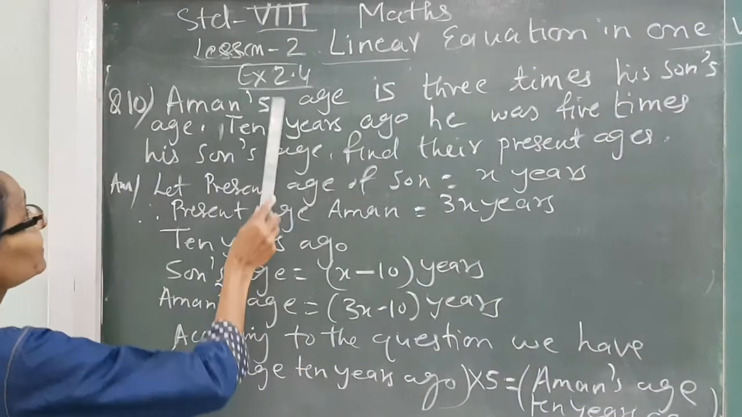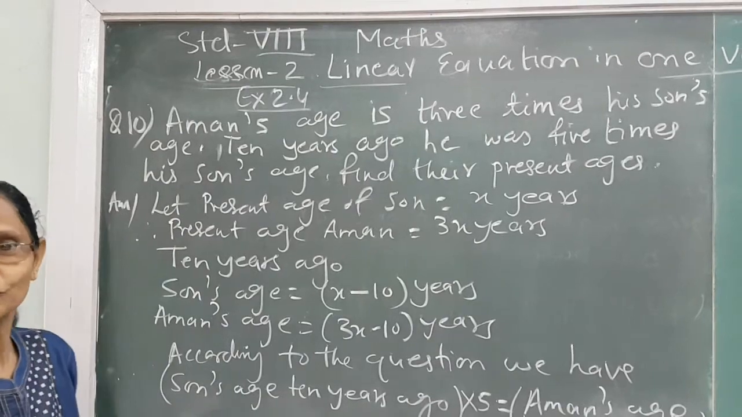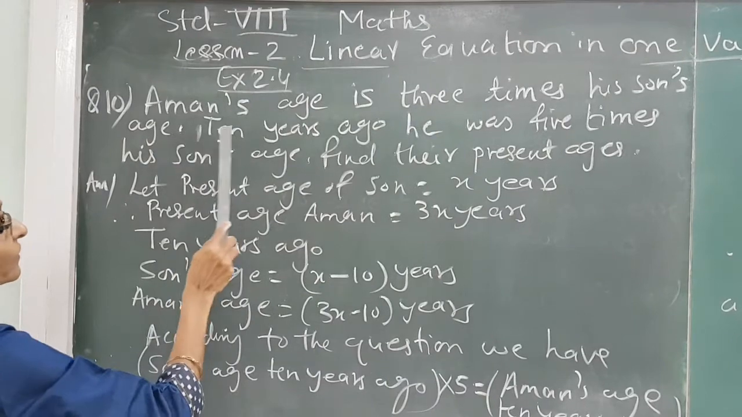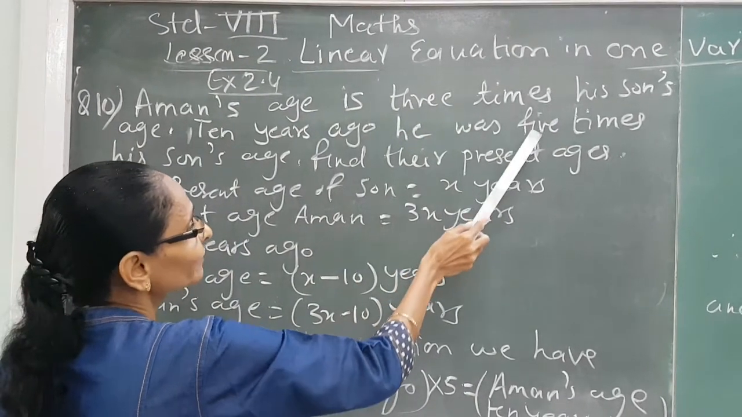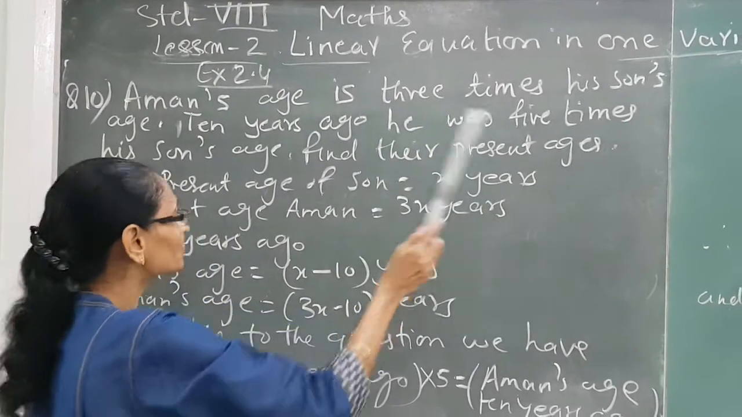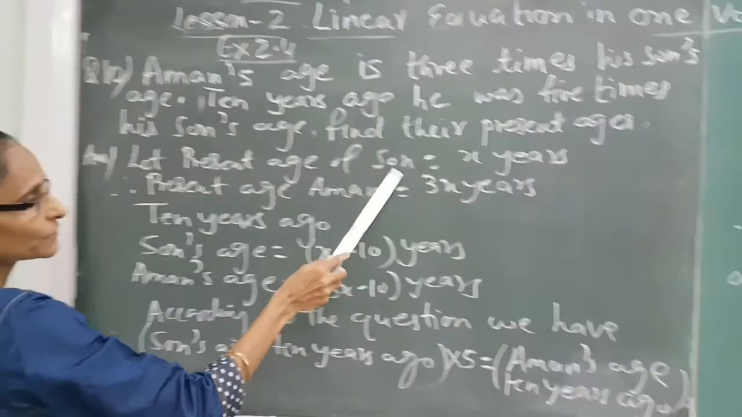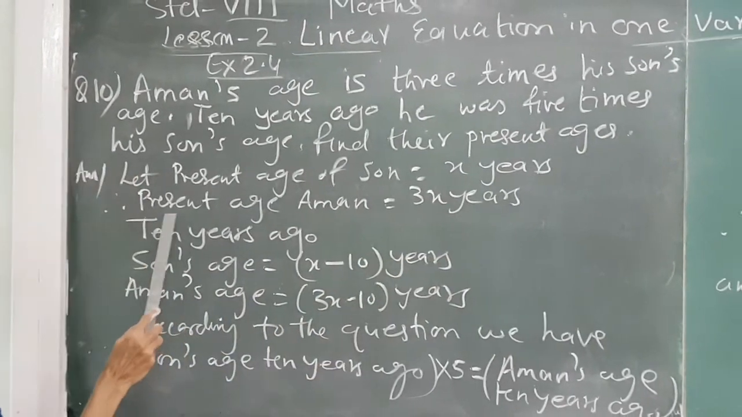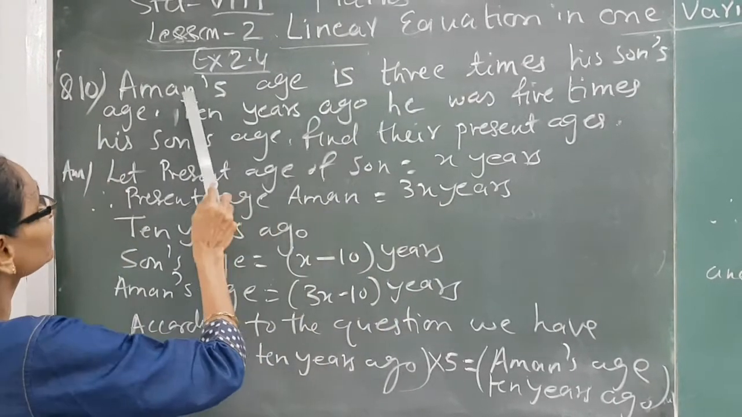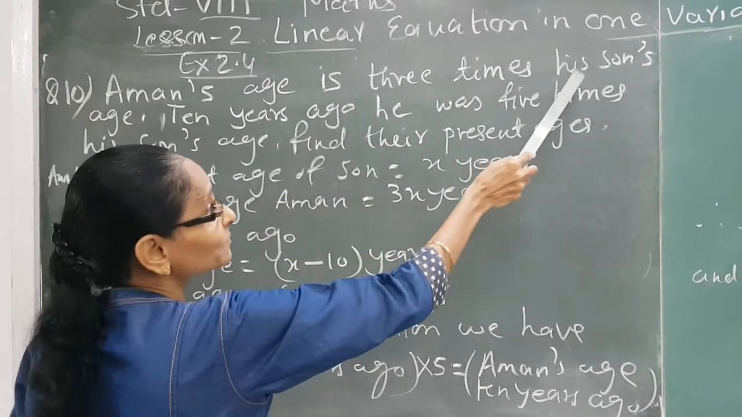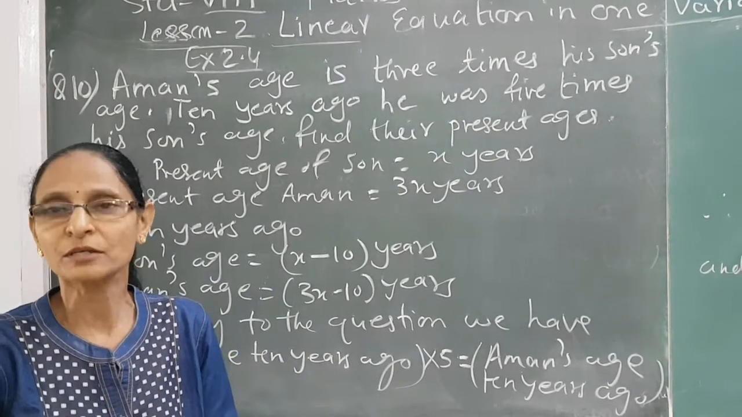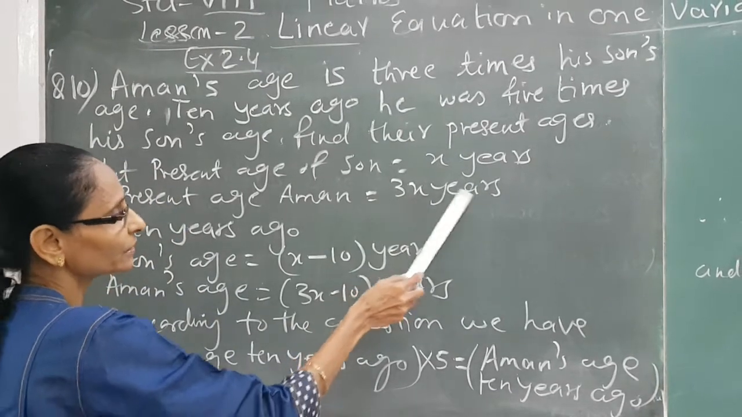Question number 10, that is the last question of exercise 2.4. Aman's age is 3 times his son's age. 10 years ago, he was 5 times his son's age. Find their present ages. Now let the present age of the son be x years. Therefore the present age of Aman is 3x years. Why 3x? Because it is given Aman's age is 3 times his son's age. I have told you previously, whenever times is there, you are supposed to multiply. So it is 3x years.